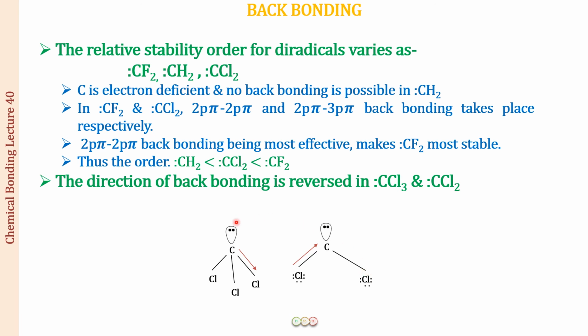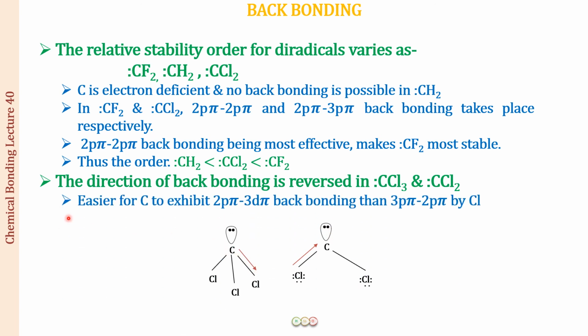So here what you can see is this carbon is making 3 bonds with the chlorines, and it is having a lone pair of electrons also. So here the carbon is not electron deficient, its octet is complete. And when its octet is complete, it has chlorine next to it which has empty orbitals, and carbon has a lone pair of electrons. So a back bond can be formed between them by the donation from carbon to chlorine. In CCl2 it was a back bond from chlorine to carbon, and in CCl3 it is from carbon to chlorine.